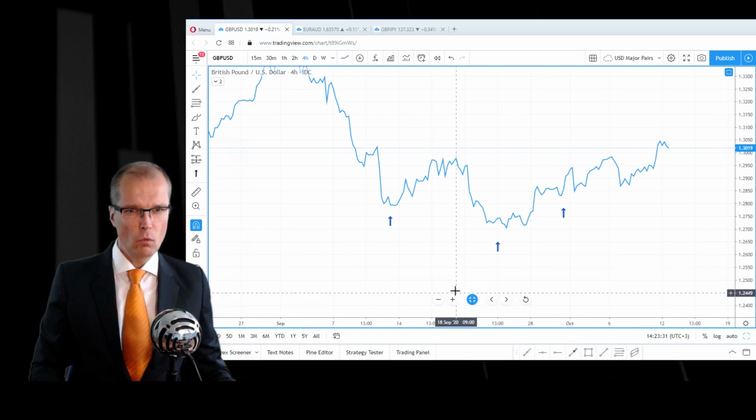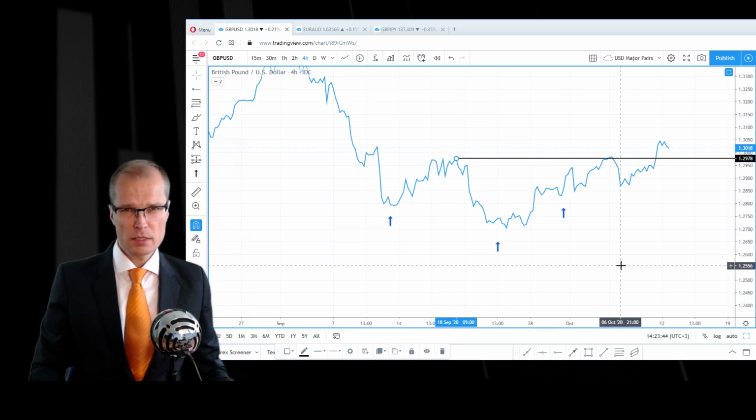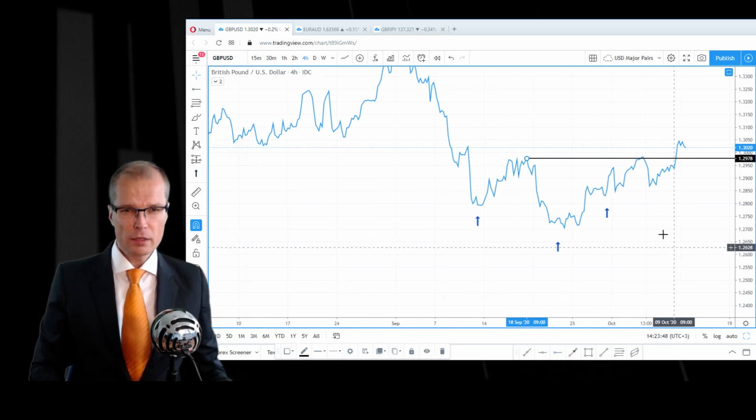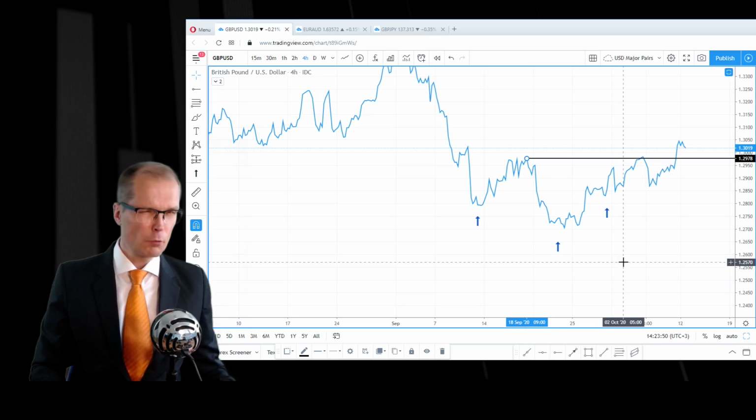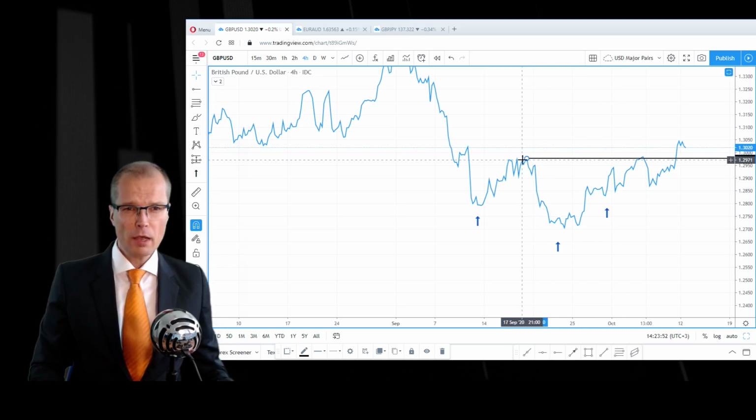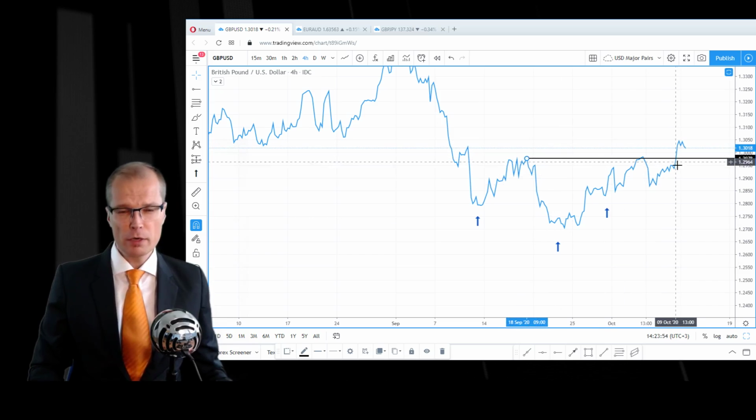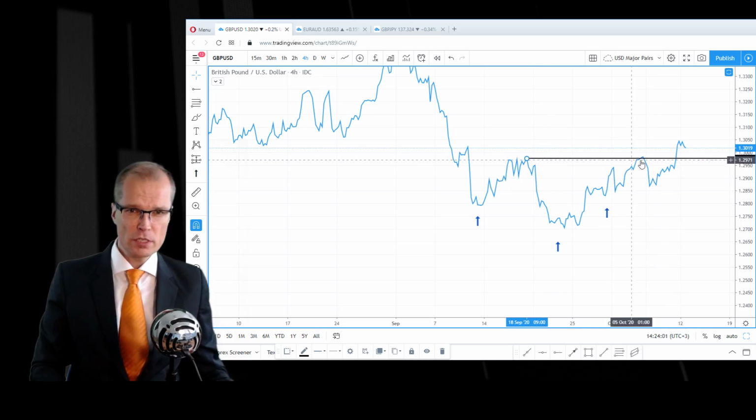There's something called a neckline that people pay attention to, and it's not really much more than a resistance level. In this case, as it's an inverted head and shoulders, we're talking about a resistance level, and if it was the normal one, that would be a support level. But now we have the neckline here and it's broken. So the market has bottomed out and moved above the significant resistance.